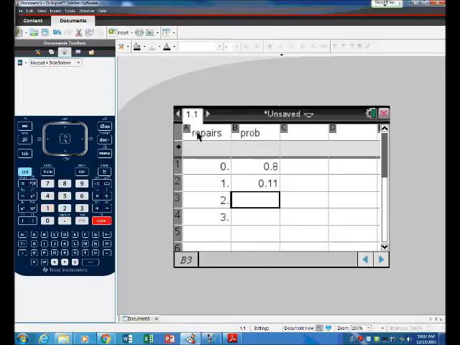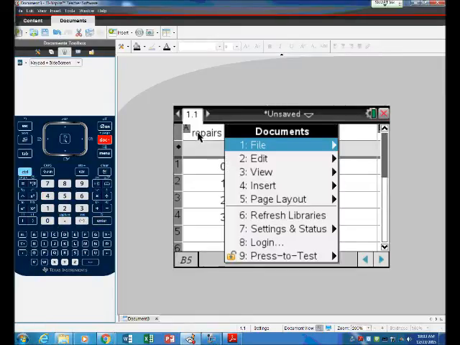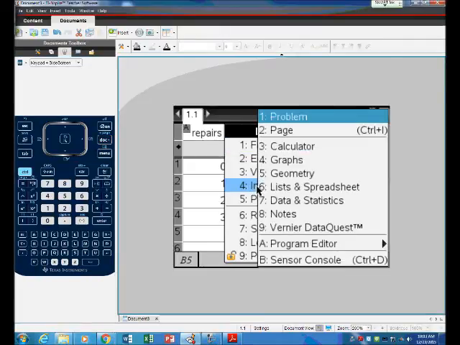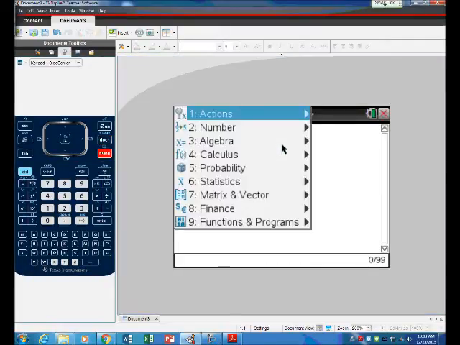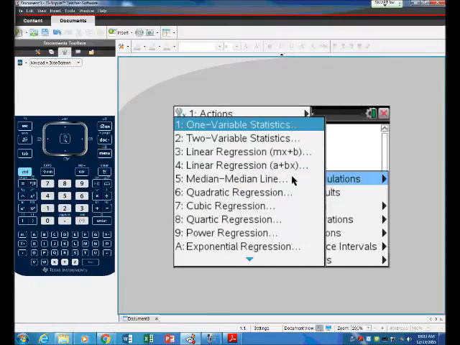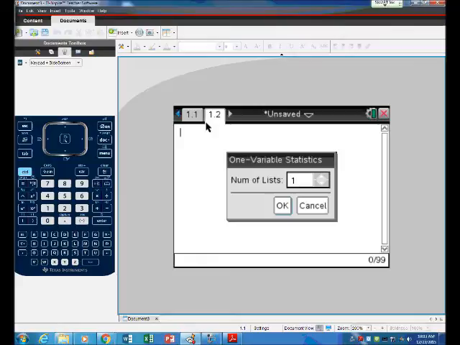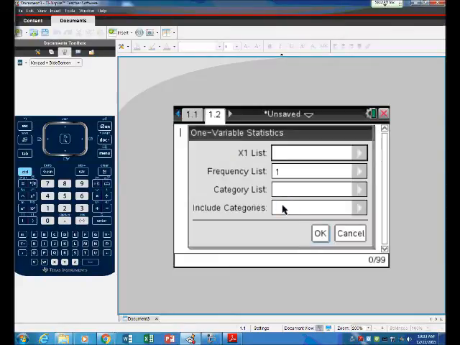Then 1 repair is 11%, so 0.11. Then 2 repairs is 5%, so 0.05. And then the probability of them coming out 3 times in a year is 0.04, so 4%. Okay? So you've got those in there, and I'm going to do doc, insert a calculator page, and, as we've done before, go to menu, stats, stat calculations, one variable statistics. Again, we have one random variable right now, which is the number of repairs.